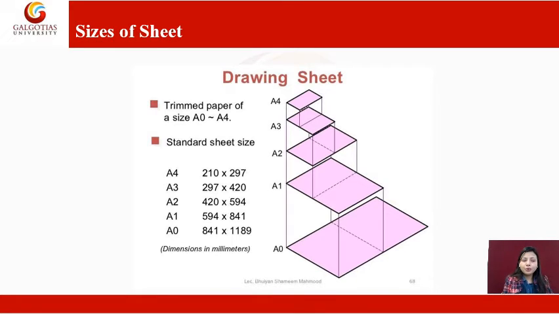So you can draw anything by the use of these drawing sheets. You can mostly use A2 or A1 sheets in your further design exercises.